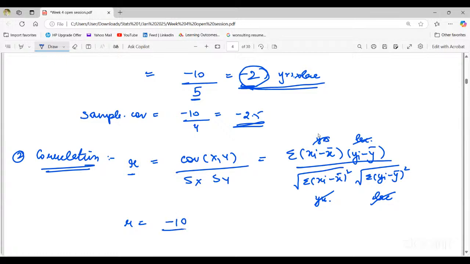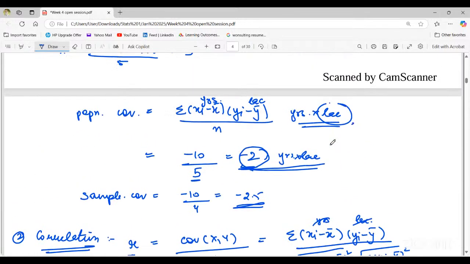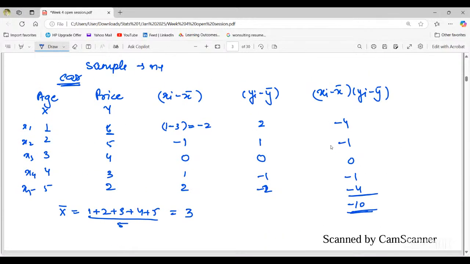This is minus 10 divided by the square root of the summation of (xi minus x bar) whole square. So basically, the square of this value, xi minus x bar whole square, right? My values would be 4, 1, 0, 1, and 4. So my sum would be 10 only. This is my square, actually, the square values. Just don't get confused, I didn't make the other column. I'm just calculating here only.